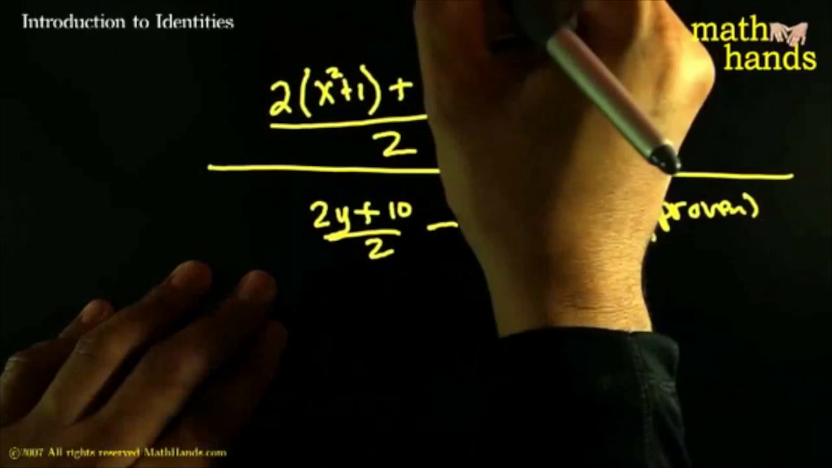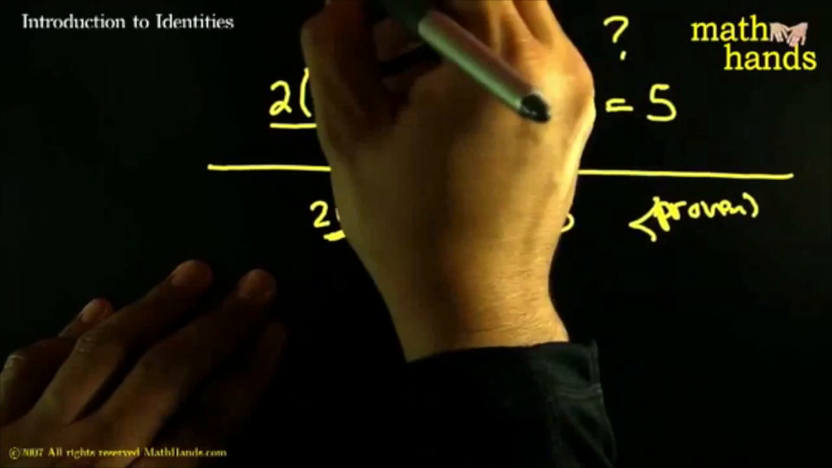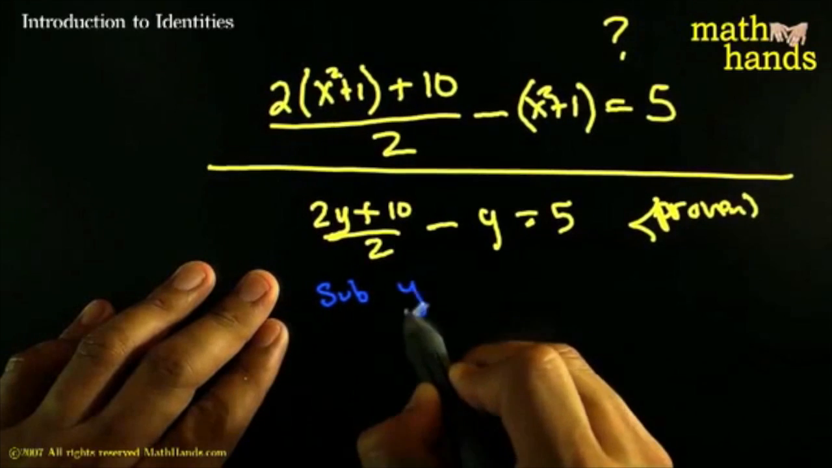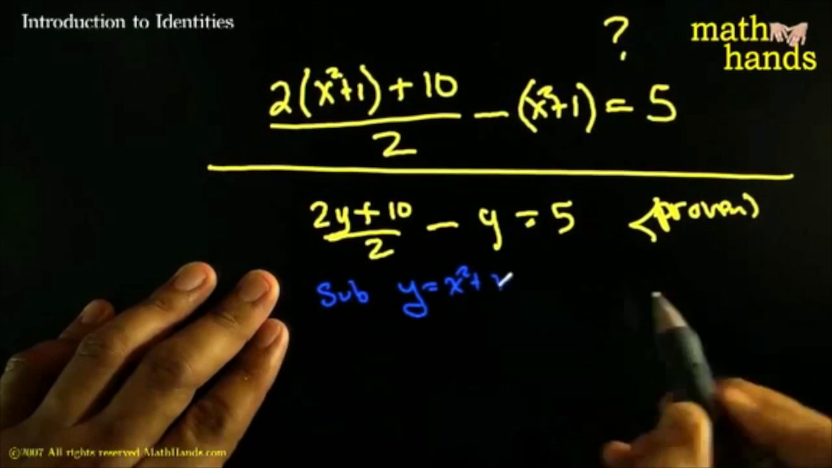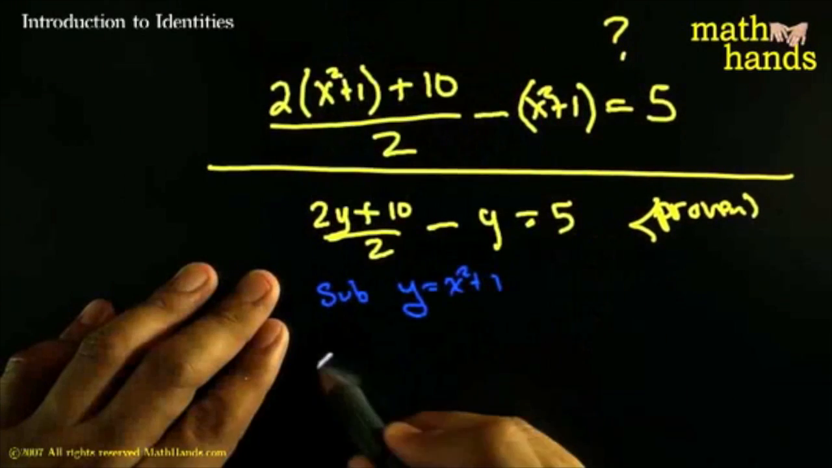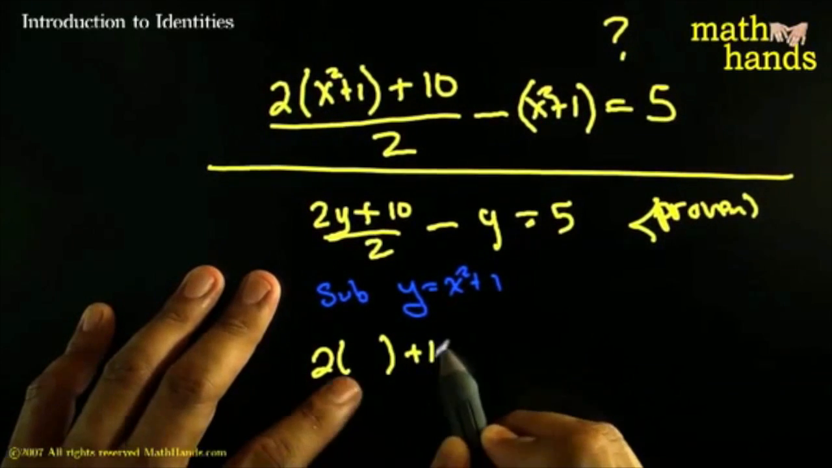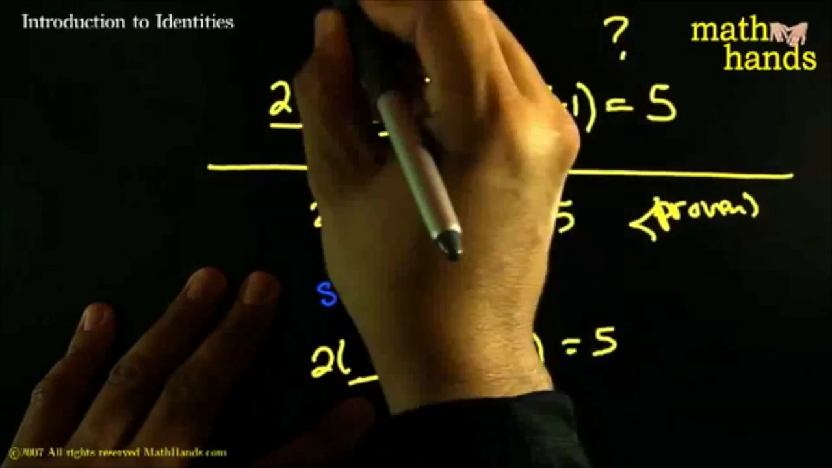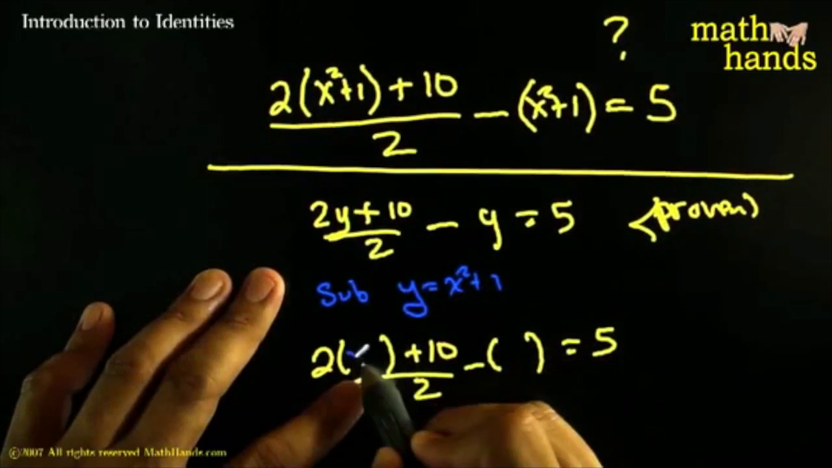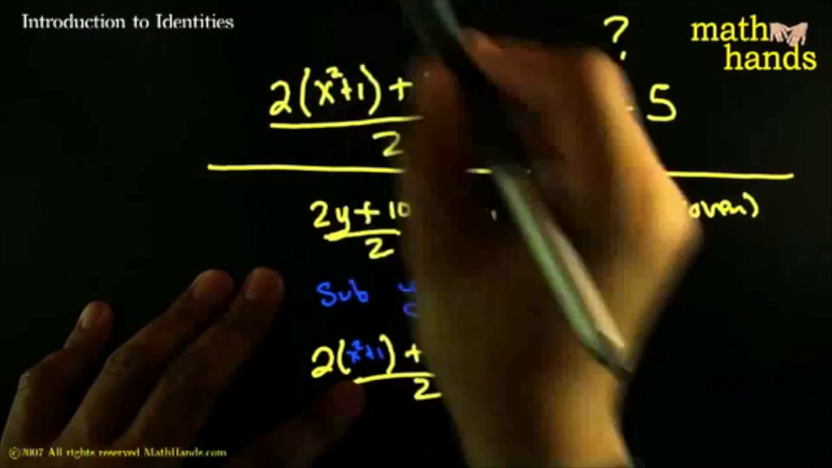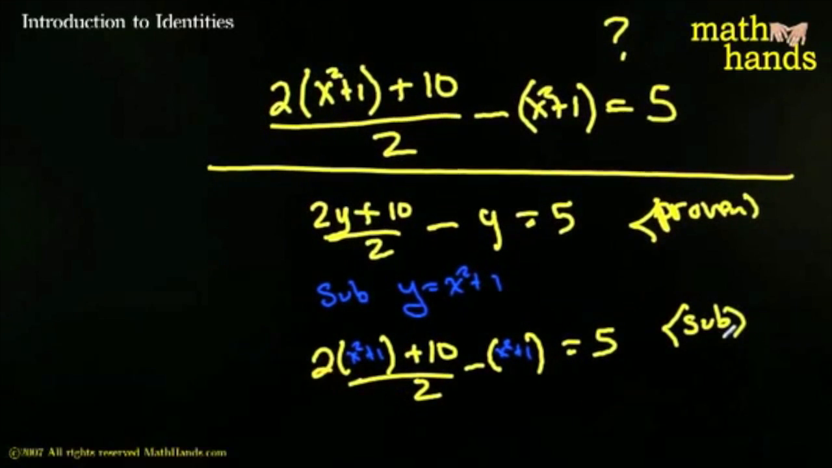And then we make a small little tweak. The tweak is to substitute y is equal to x squared plus 1. If you make that substitution, then you'll have 2, I'm going to leave some space here for the y, plus 10 over 2 minus the y is equal to 5. And I substitute back in there. Instead of this y, I have x squared plus 1, x squared plus 1. That was the tweaking. And you're done. Just like that. Okay?